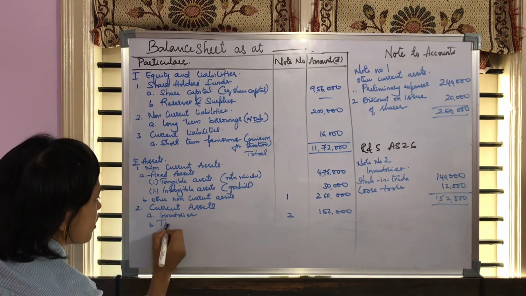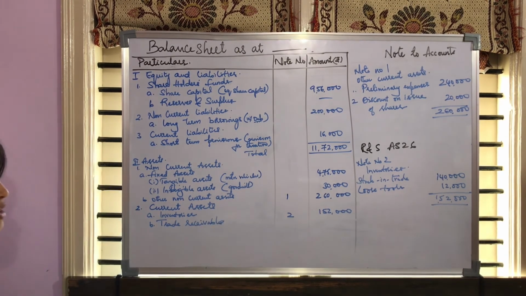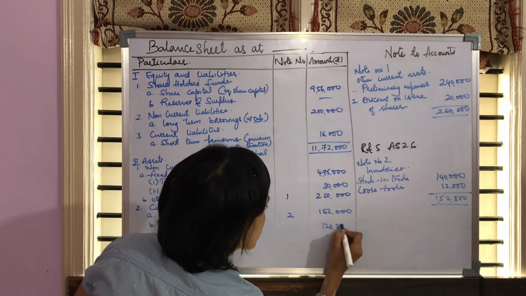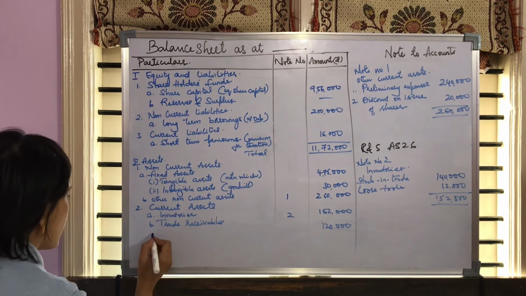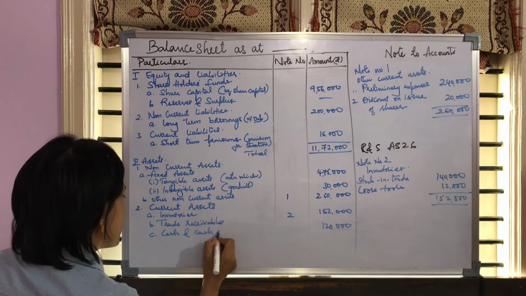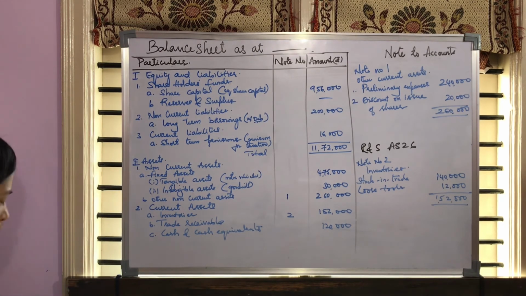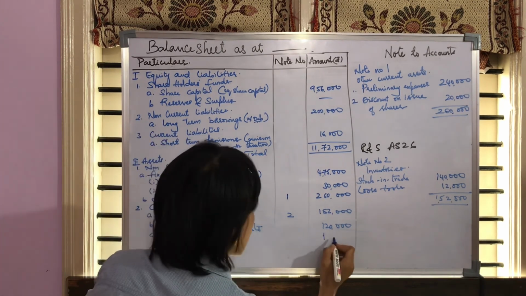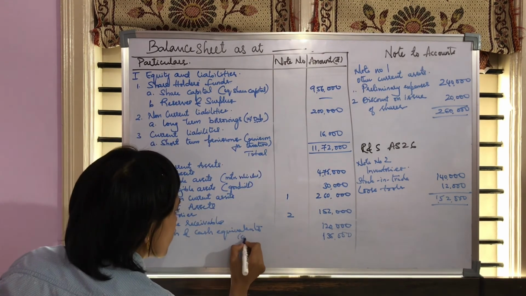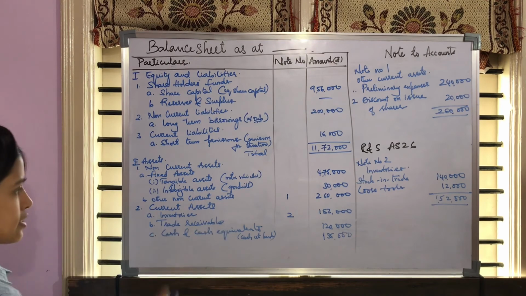Next we have trade receivables. Trade receivables are mentioned as bills receivables in the question, which is 1,20,000. And the last one being cash and cash equivalents. So cash at bank is 1,35,000. So this is cash at bank. This is bills receivables.